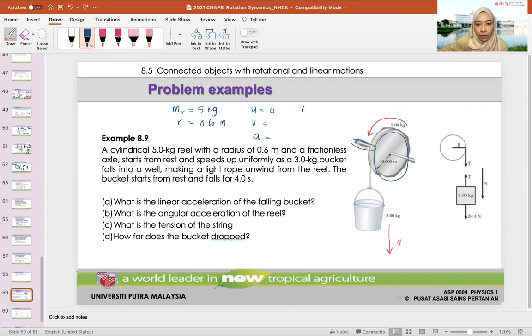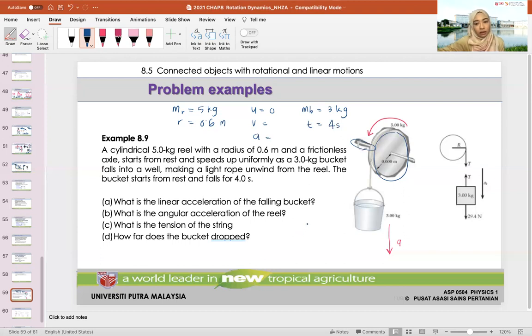So MB is equal to 3 kilogram. The bucket does not have any radius. It's just a bucket, it doesn't have rotation. It's just going down like a block of mass. Let's just assume that. Making a light rope unwind from the reel. So as the bucket goes down, the rope comes out. The bucket starts from rest and falls for 4 seconds. So the time taken to fall is 4 seconds.